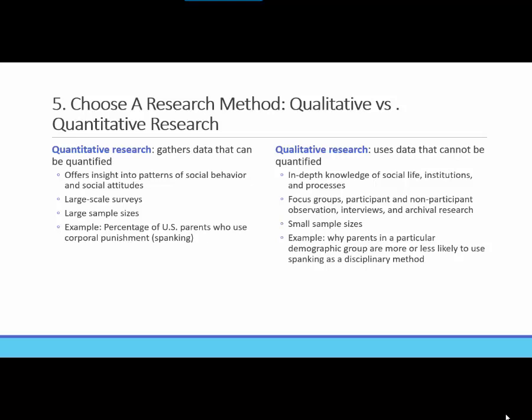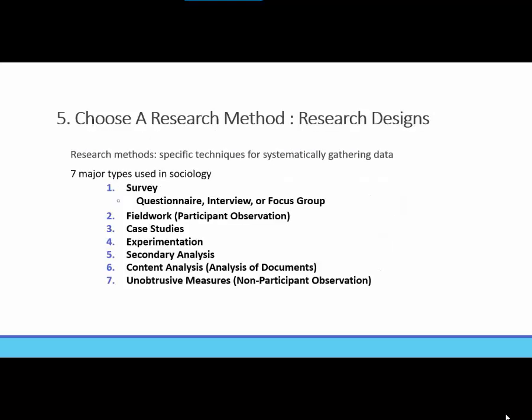So, an example of the type of question that you probably would want to use a qualitative research design to answer is if you wanted to answer the question why parents in a particular demographic group, whether it's based on race or socioeconomic status, are more or less likely to use spanking as a disciplinary method. The fact that this is a why question just suggests that it probably would be better assessed through more open-ended qualitative research as opposed to quantitative research methodology.